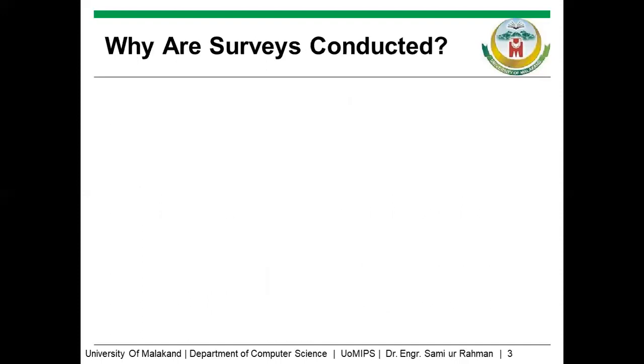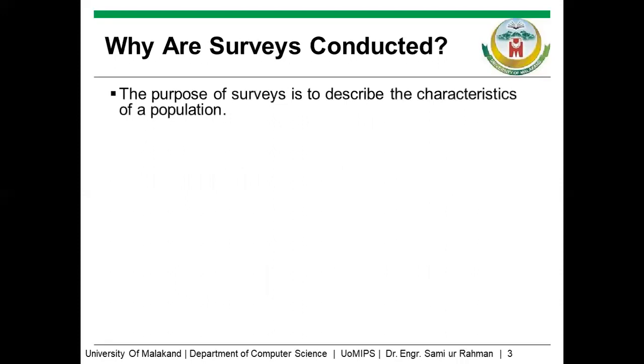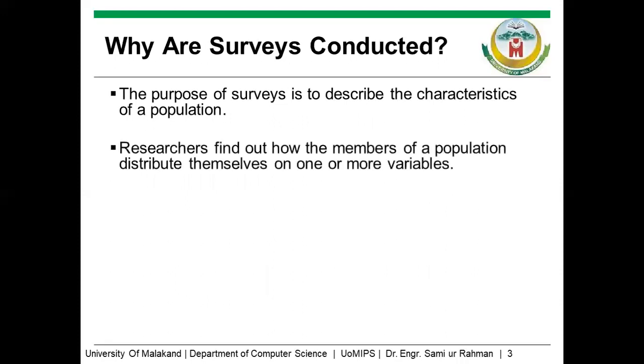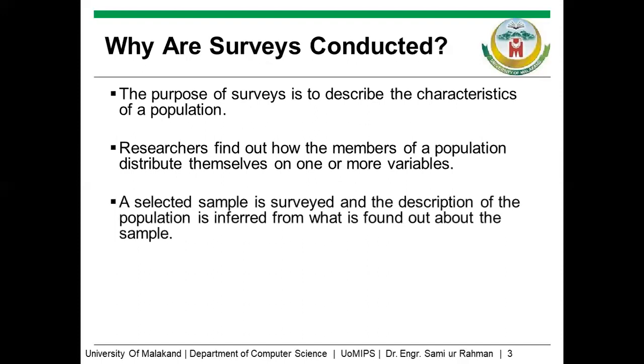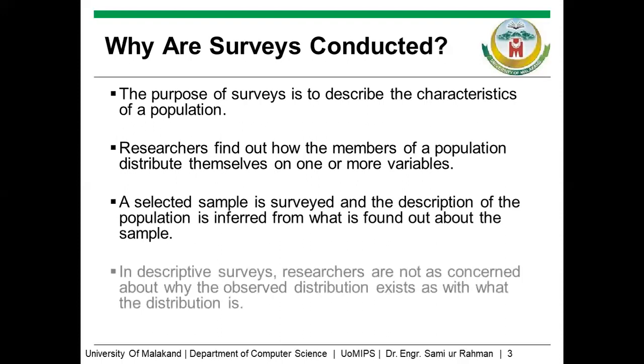Okay, so why are surveys conducted? So the purpose of survey is to describe the characteristic of a population, and researchers find out how the members of a population distribute themselves on one or more variables. Variables are some characteristics, and a selected sample is surveyed, and the description of the population is inferred from what is found out about the sample. So we study the sample, and then we generalize the outcome of this sample to the whole population.